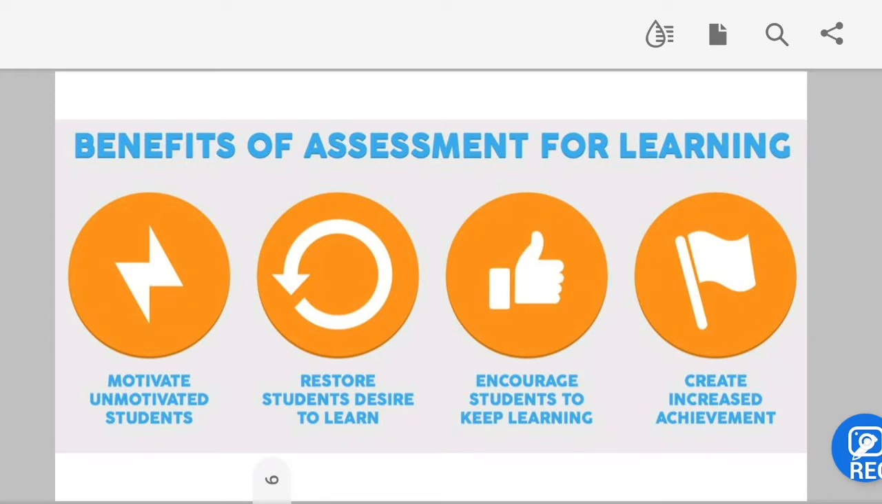Next comes the benefits of assessment for learning. The first benefit is that it motivates unmotivated students. If a particular student is not performing well, he will be motivated. The second benefit is that it restores the student's desire to learn. It encourages students to keep learning. And the final thing is to increase the achievement level. The teacher will be working hard to bring the performance level of the students high.